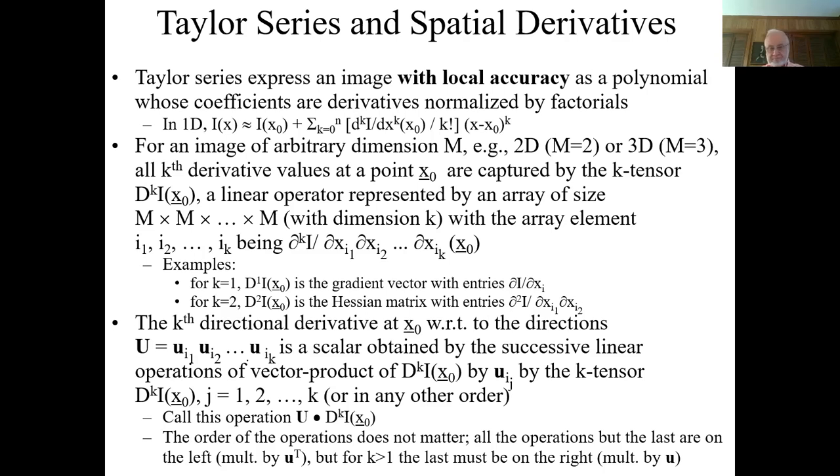Okay. In 1 dimension, you should be used to the Taylor series. You take the 0th derivative, which is the value of it at the base point, I sub 0. And for each of the other derivatives, you multiply x minus x0 to some power, the kth term.